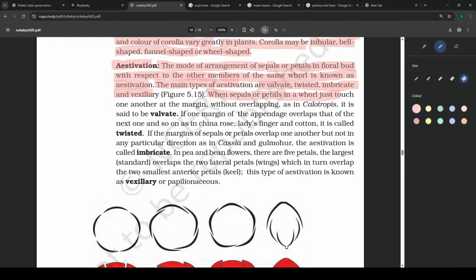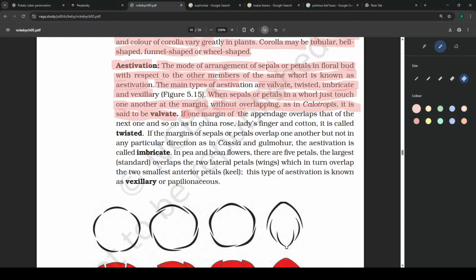When sepals or petals in a whorl just touch one another at the margin without overlapping, as in calotropis. Calotropis was an example for opposite phyllotaxy, and it also has valvate aestivation. It is said to be valvate aestivation when the petals or sepals just touch each other but there is no overlapping.